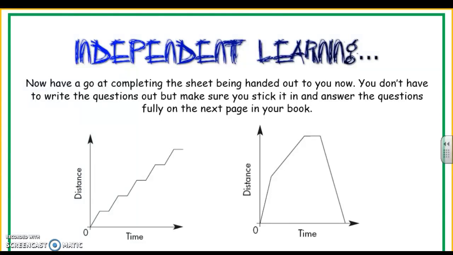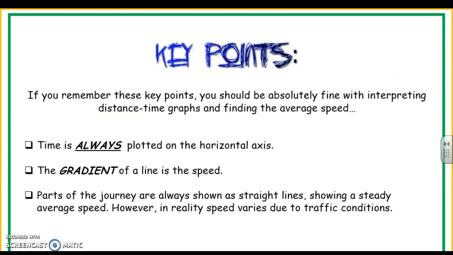Now, there is a sheet attached to the Google Classroom assignment. I want you to take a look at it. You're going to answer the questions in your book. You don't need to print it out. If you want to print it out and have it as a reference, that's your own choice. I'm not bothered with it, but we're not going to require you to draw the graphs. So you're going to take a look at those and answer the questions in your book. And I just want to quickly go through some key points that I want you to remember.